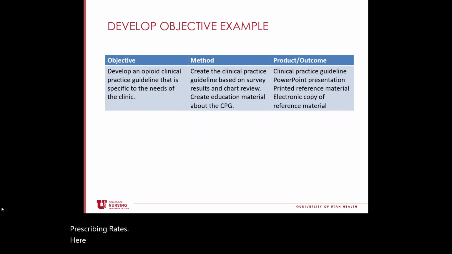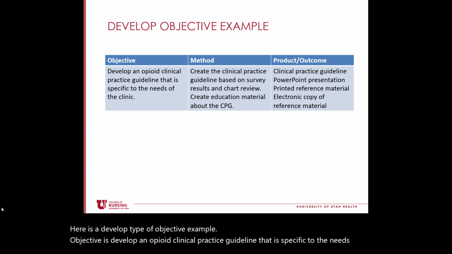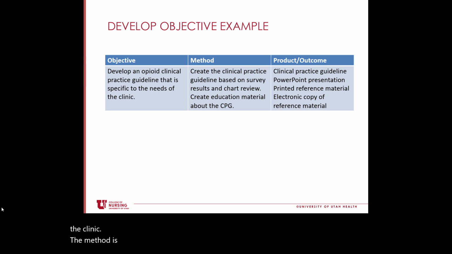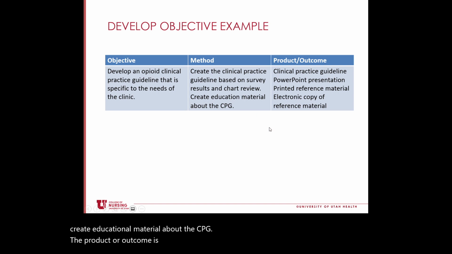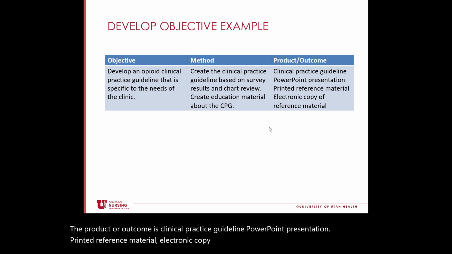Here is a develop type of objective example. The objective is develop an opioid clinical practice guideline that is specific to the needs of the clinic. The method is create the clinical practice guideline based on survey results and chart review, create educational material about the CPG. The product or outcome is clinical practice guideline, PowerPoint presentation, printed reference material, electronic copy of reference material. So that one has several products.